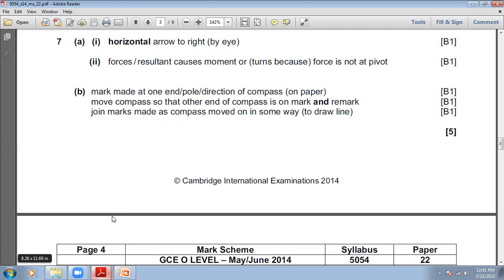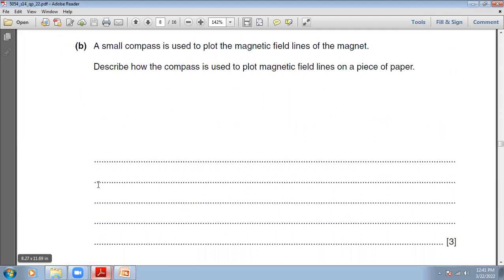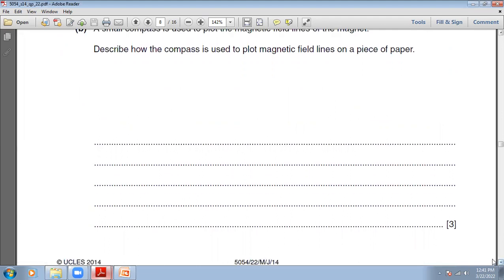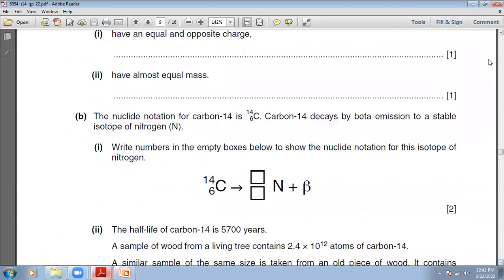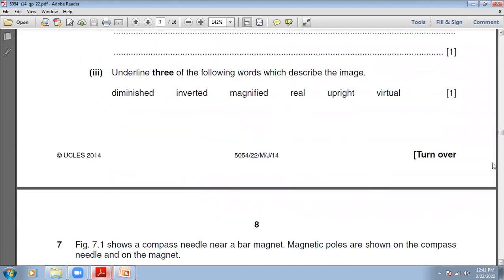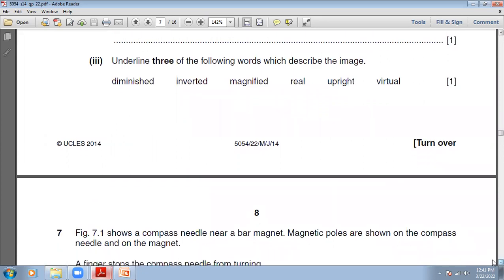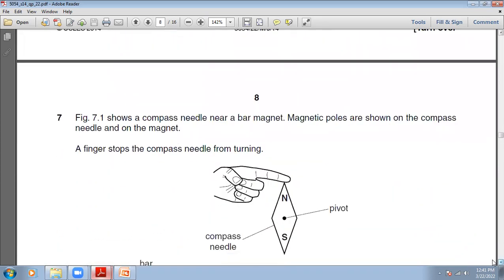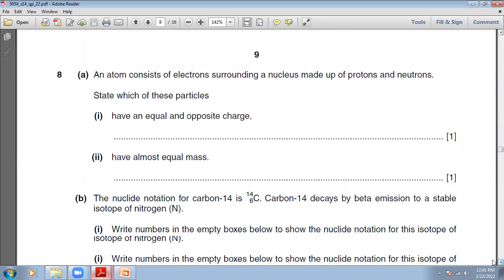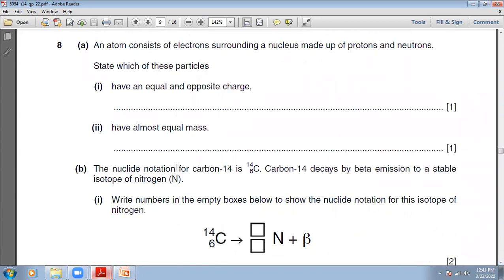Hopefully you understand. Okay, so we are going to the next question. The next question is question number 8. An atom consists of electrons surrounding a nucleus made up of protons and neutrons. State which of these particles have an equal and opposite charge.